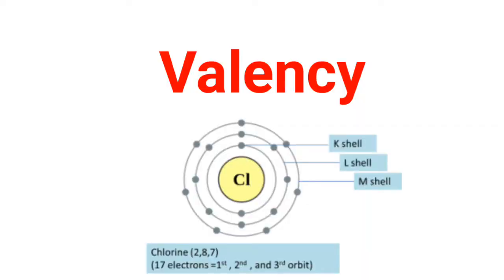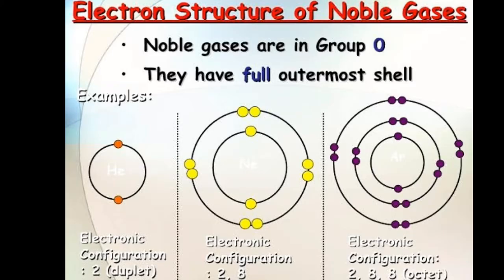Let's see about the valencies. Valency depends on the valence electrons present in the valence shell. The inert gases like helium, neon, argon have their duplet and octet already completed, so their valency is 0. Let's see how. In the helium atom there are 2 electrons in the K shell. The K shell's capacity is only 2, and hence its duplet is completed.